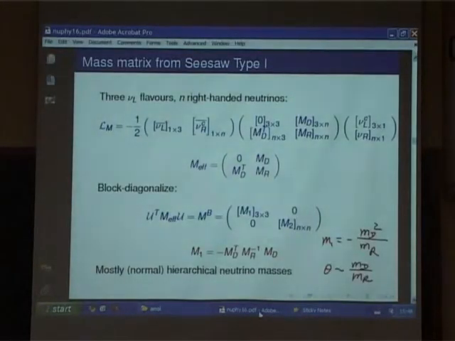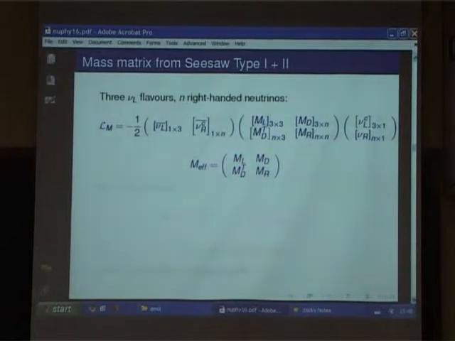So this was type 1, and the main thing in type 1 was that there was a 0 in the UL. Because in type 1, UL can't get a Majorana mass. They only get it through mu1. But if you have type 2, then you also get UL anyway, because you get this triplet Higgs. So the only difference when you add type 2 is that instead of this 0, you get Mn. Everything else is the same.